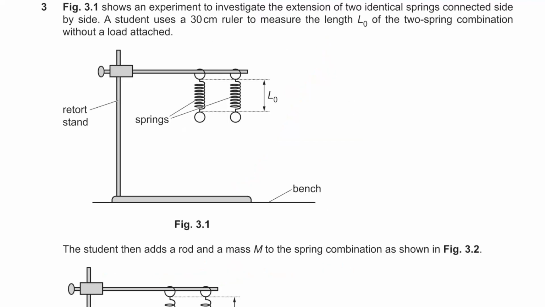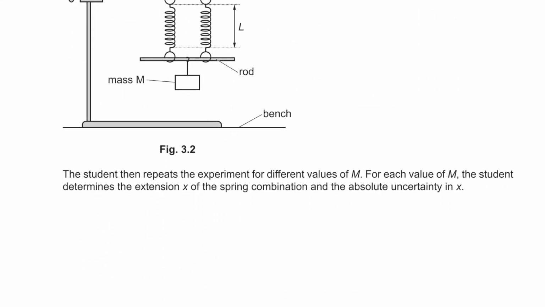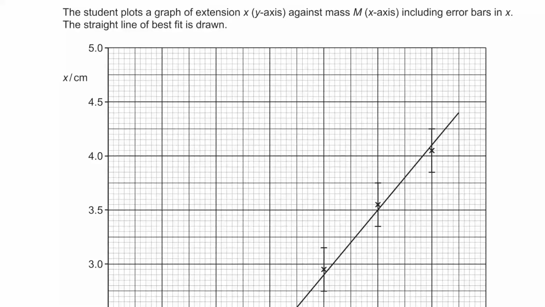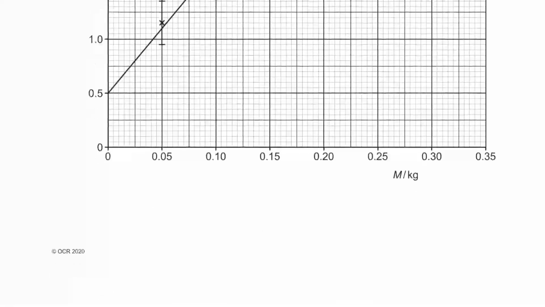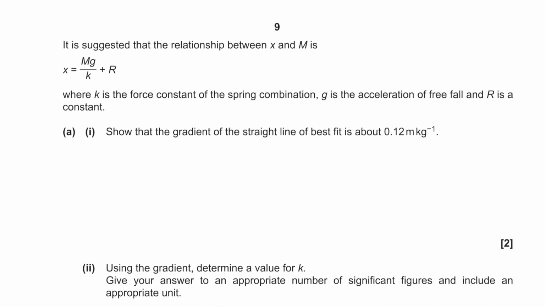Question 3, springs, L0 of 2, and so on. They're adding a mass, and so on. Fine. Okay. We have error bars. Okay, we're going to draw a line of worst fit, methinks. Show the gradient of the straight line of best fit is about that.